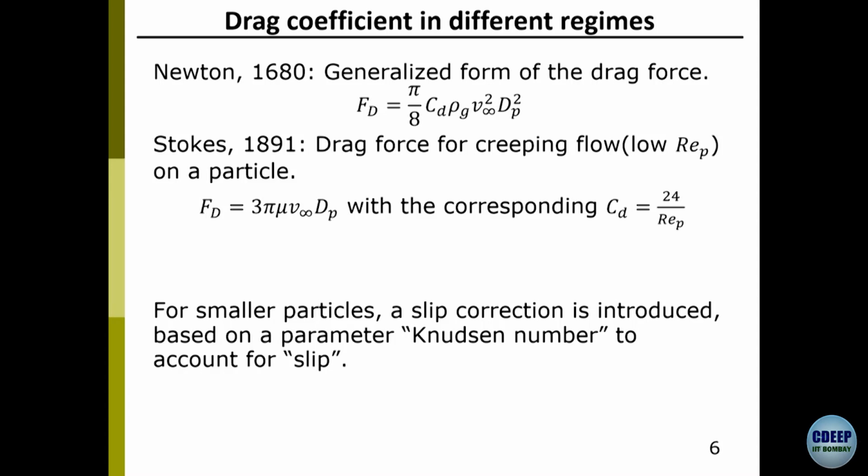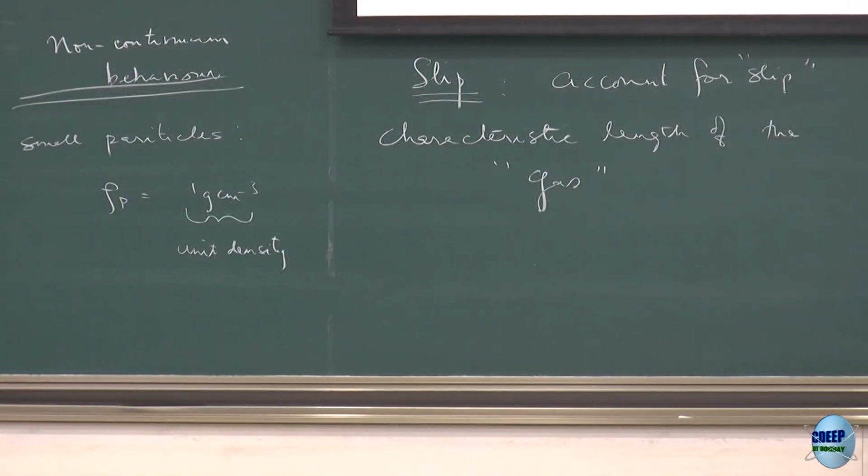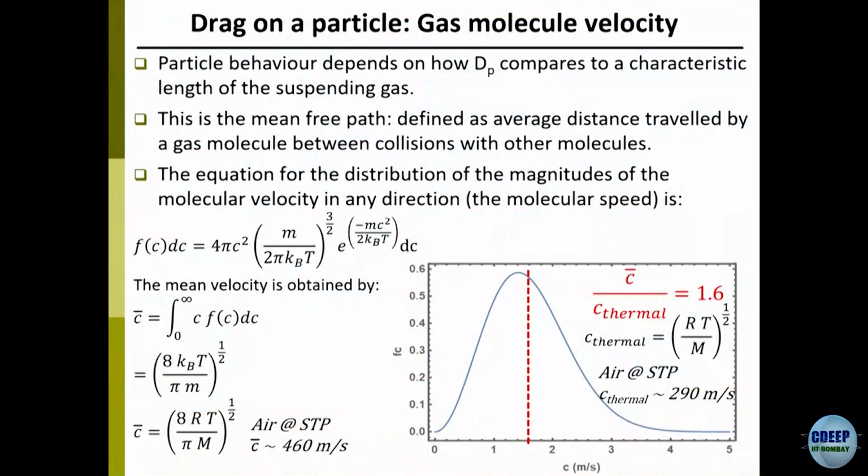So, then we want to understand the characteristic length of the suspending medium, and any guesses what it is? Yes, okay. So, the characteristic length of the suspending medium is the mean free path. So, let us take a look at the idea that gas molecules at a particular temperature and pressure then have a certain thermal velocity that is associated with them.